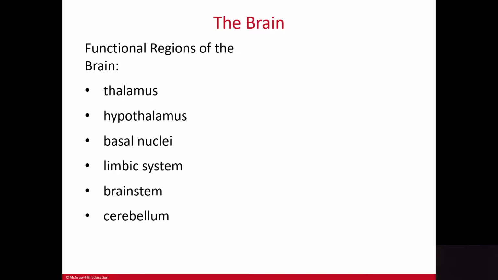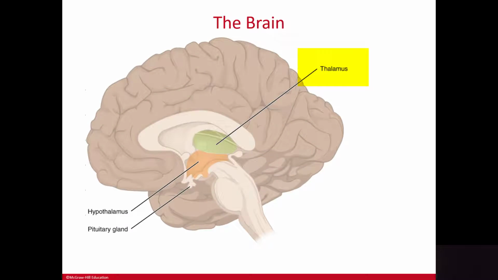Okay, let's talk about the functional regions of the brain. The thalamus receives sensory stimuli and channels them to the correct lobe for processing. At this point, the fibers in the brain decussate or cross over. So impulses received from the right side of the body go to the left side of the brain, and impulses from the left side of the body go to the right side of the brain.